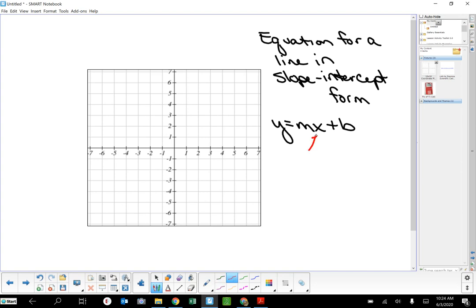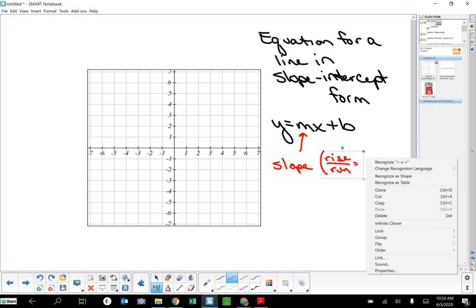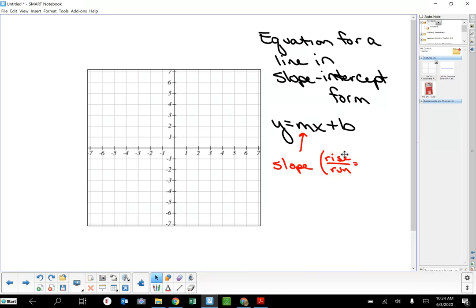where m is the slope. Remember, that can be represented by rise over run, or change in y's over the change in the x's, or y2 minus y1 over x2 minus x1. That's going to come up in the next couple of lessons. It's not in this one. B is the y-intercept.